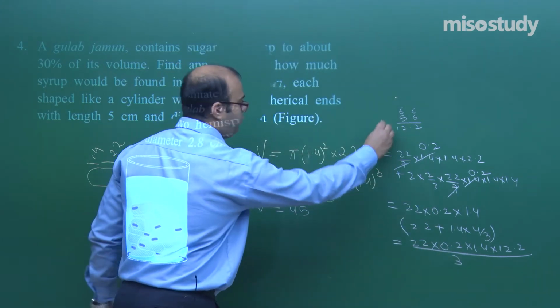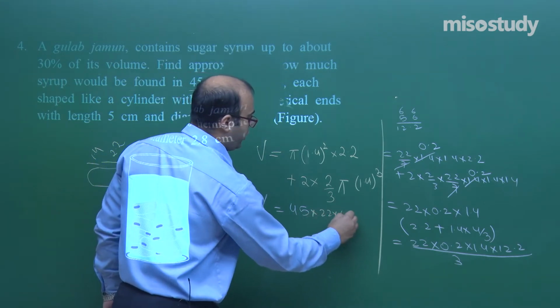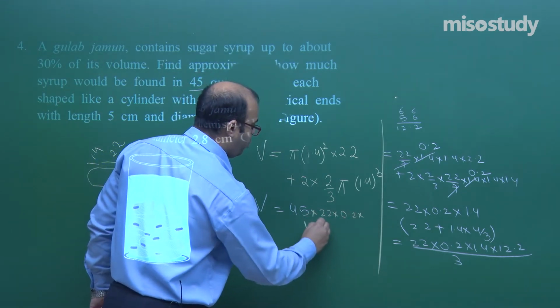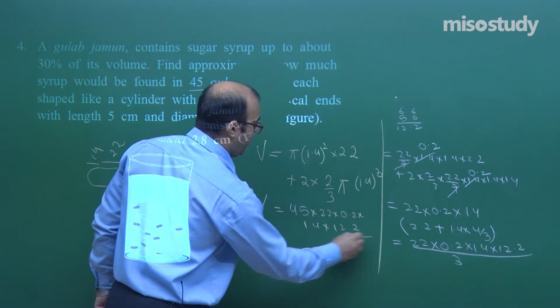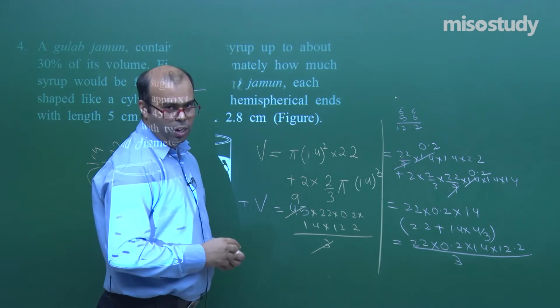What we have to do is find the volume of the 45 gulab jamuns. That will be 45 into 22 into 0.2 into 1.4 into 12.2 divided by 3. So this is what we have as the volume of the gulab jamuns.